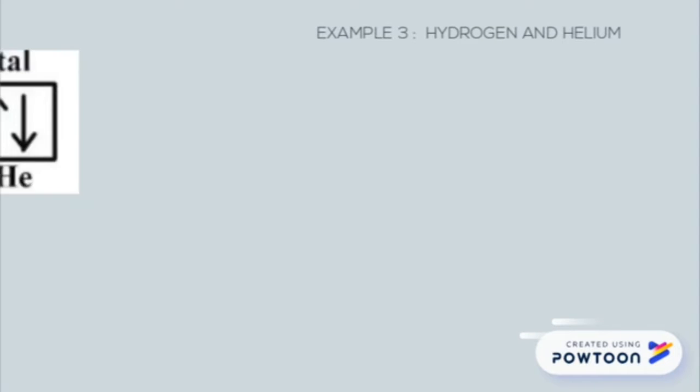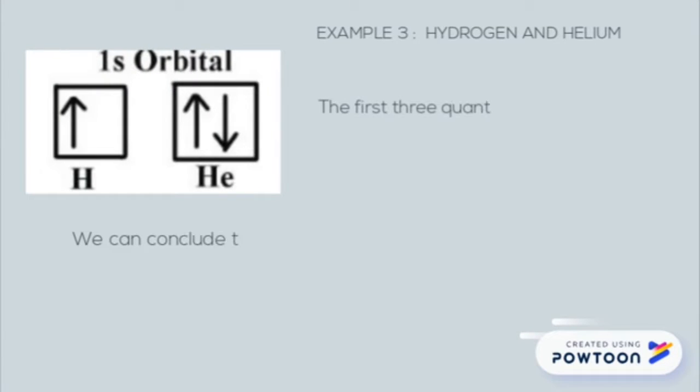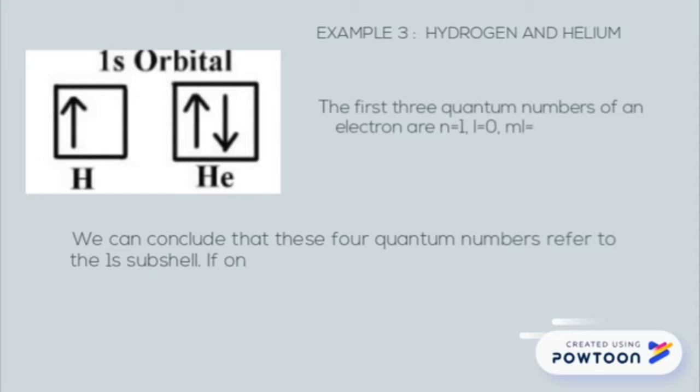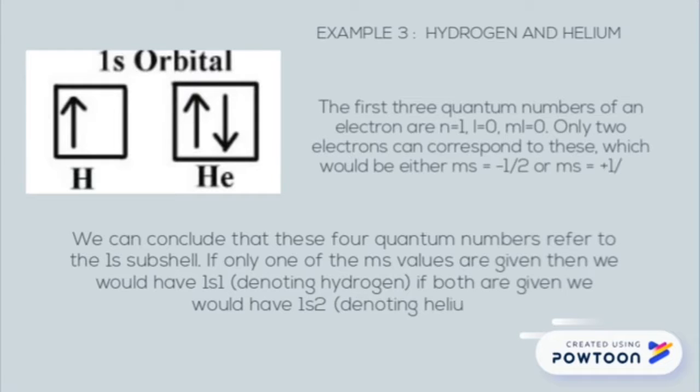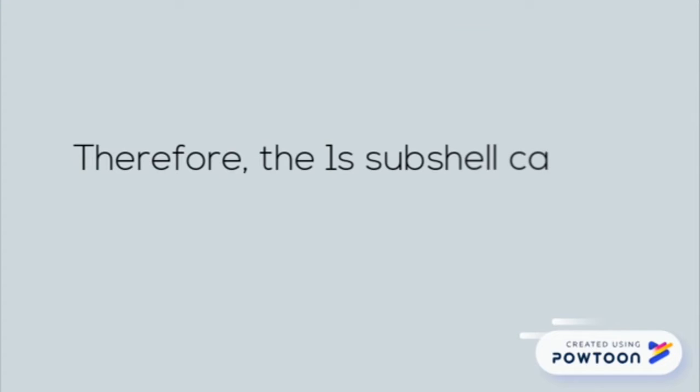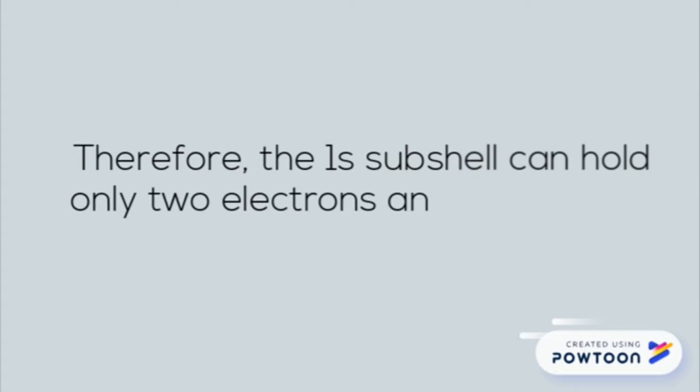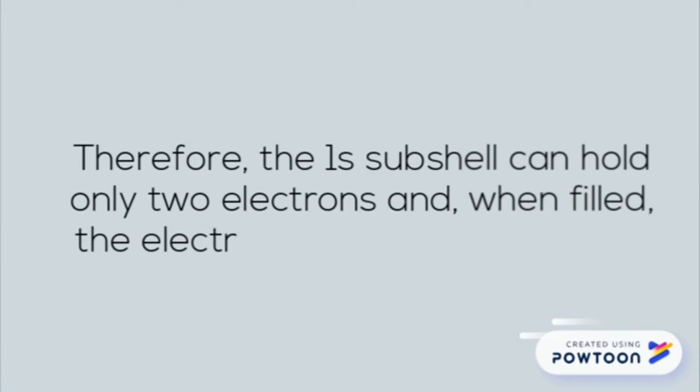Example number 3, hydrogen and helium. We can conclude that these 4 quantum numbers refer to the 1s subshell. If only one of the ms values is given, then we would have 1s1. If both are given, then we would have 1s2. Therefore, the 1s subshell can hold only 2 electrons, and when filled, the electrons have the opposite spins.